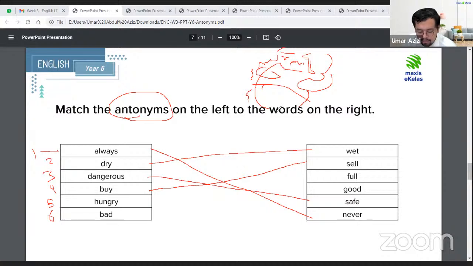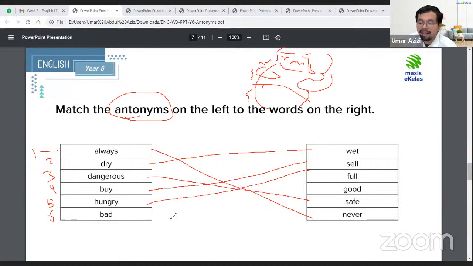Cikgu eKelas, reset 2. Wait for the reset, everyone. Okay, so this is out. And Sankirtana gets the first answer for full. So the antonym for the word hungry is full.